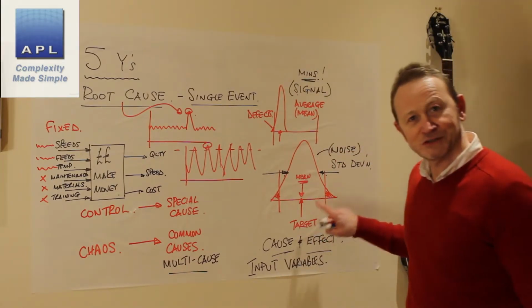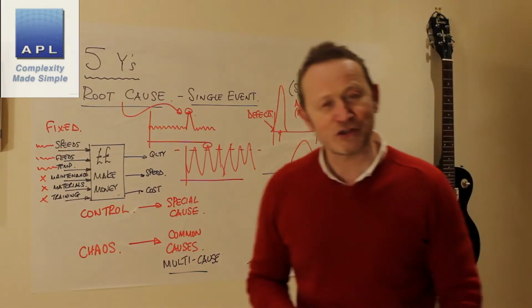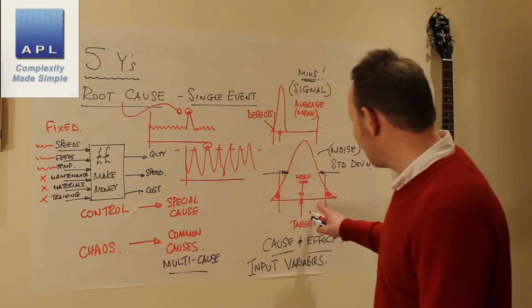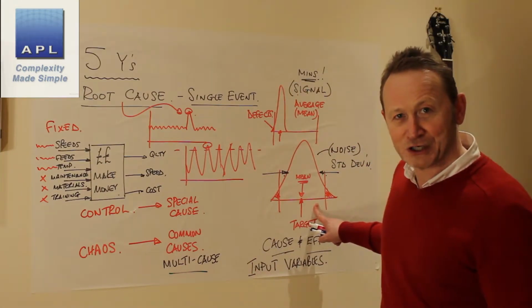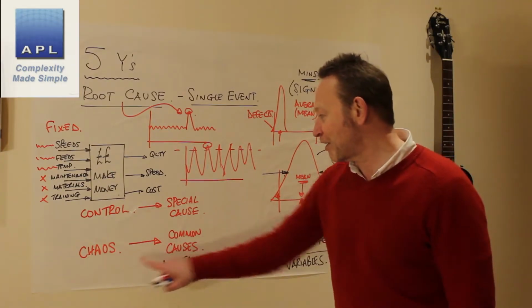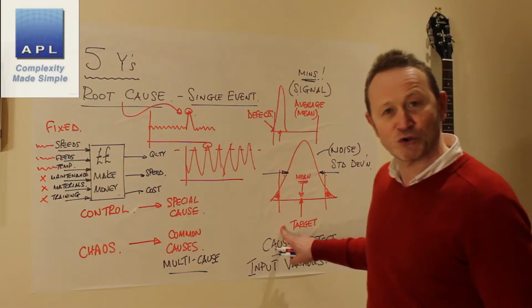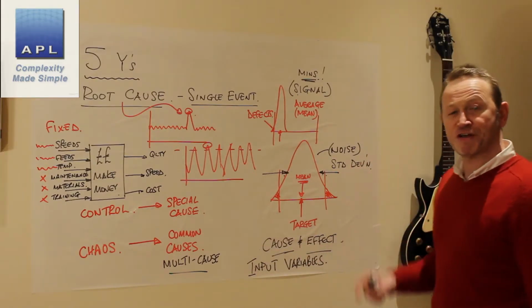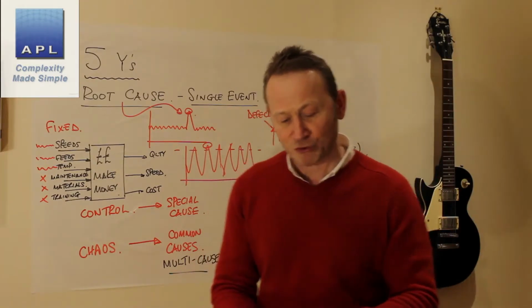Most of the time, 99% of the time, 99 times out of 100, when I'm asked to go and look at problems in my clients, what type of problem have they got? They've got a problem with chaos, multi-causal. We need the cause and effect diagram. We need to shift the standard deviation and control the noise.